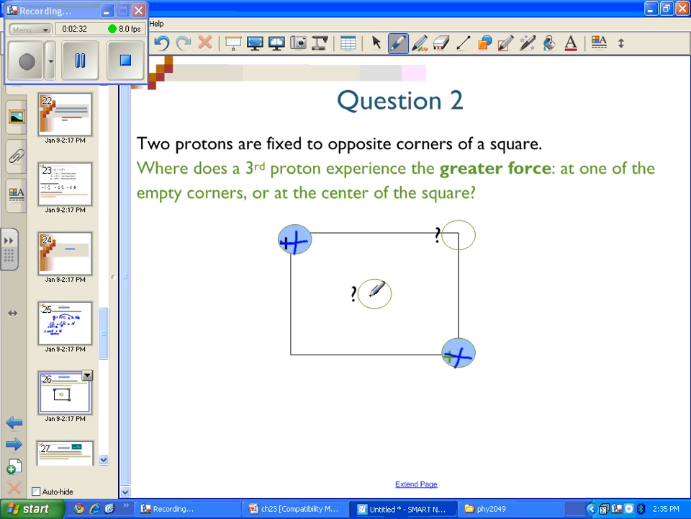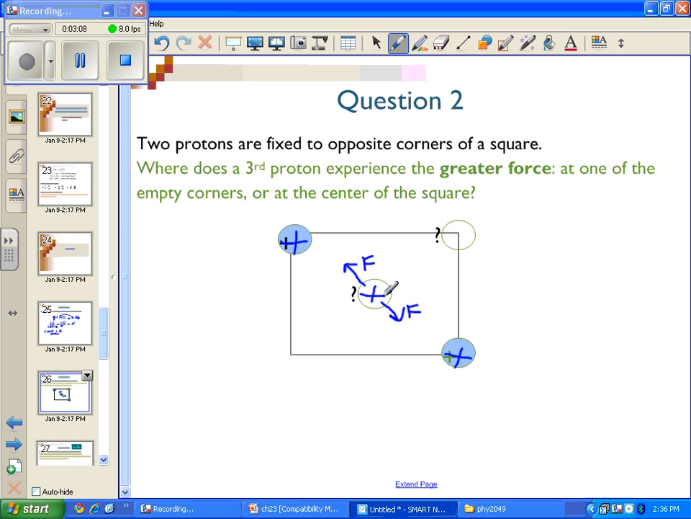So let's just suppose for the time being that we were to choose to put a proton at the center of the square. Well, you can see that this proton would feel a force of repulsion due to this proton, and therefore the force would be directed along the line that joins the two charges, but this proton is also repulsed by this proton, and so feels a force of the same magnitude in the opposite direction.